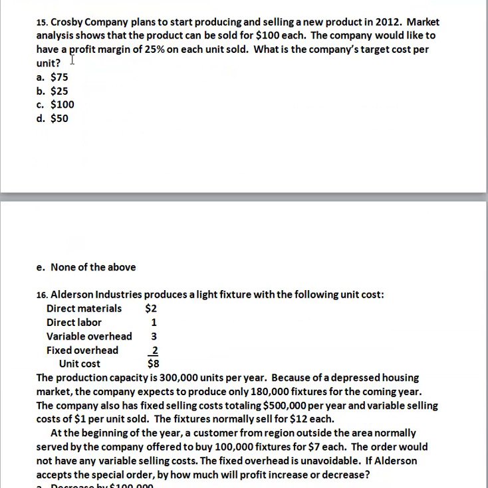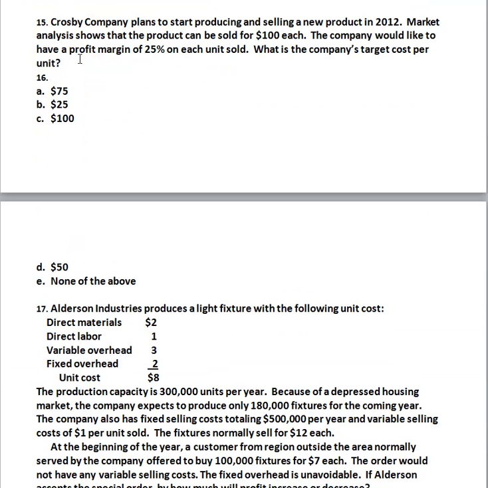Question number 15 says that we plan to start producing and selling a new product. Market analysis shows that the product can be sold for $100 each. The company would like to have a profit margin of 25% on each unit sold. So the question is asking for the target cost.